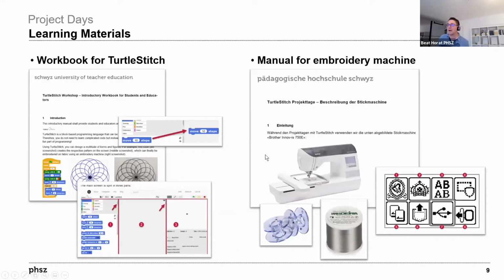Okay. But learning materials we used. We had two different documents we prepared for the workshop. On one hand, it was a workbook for TurtleStitch, so students could learn and look up everything that was necessary for TurtleStitch itself. And a manual for the embroidery machine, because it was quite a long phase to get to know the machine, some trial and error phase, and we put everything we experienced in that manual.